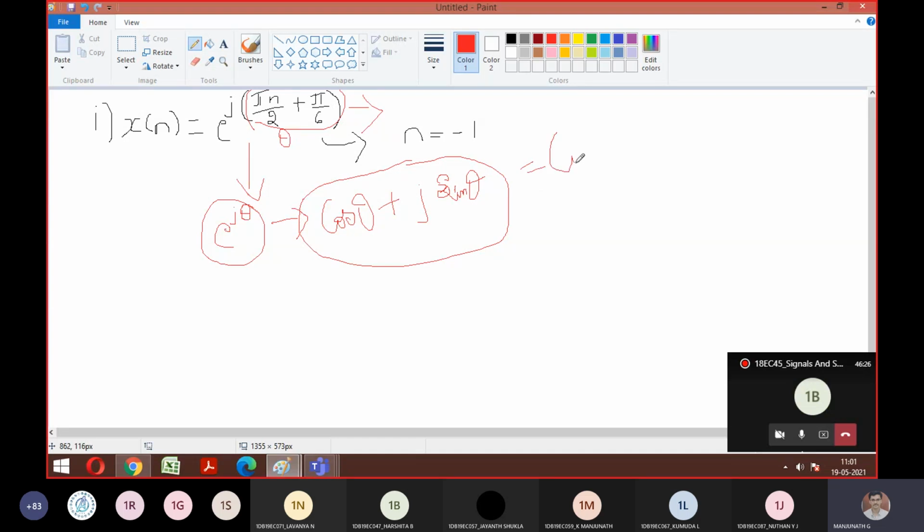If we substitute that, it looks like this: cos of, you can substitute the value of theta, n pi by 2 or pi n by 2, both are the same, n pi by 2 plus pi by 6. I hope this step is understood. I'm just replacing the theta value there. Plus j into, in the same way, sin theta. Now the logic is how to proceed with this.